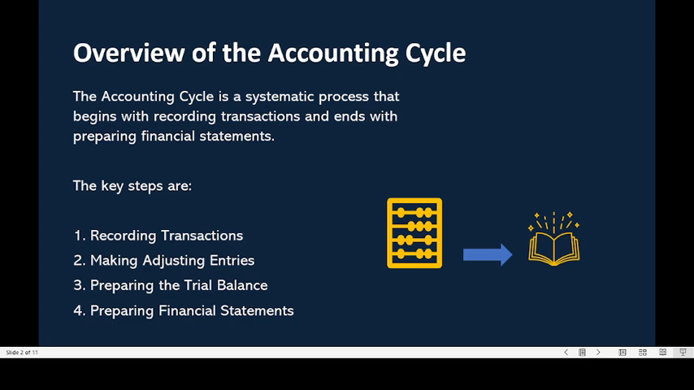The accounting cycle is a systematic process that begins with recording transactions and ends with preparing financial statements. It ensures accuracy and consistency in financial reporting. The key steps are: recording transactions, making adjusting entries, preparing the trial balance, preparing financial statements. We'll discuss each of these steps in this order.